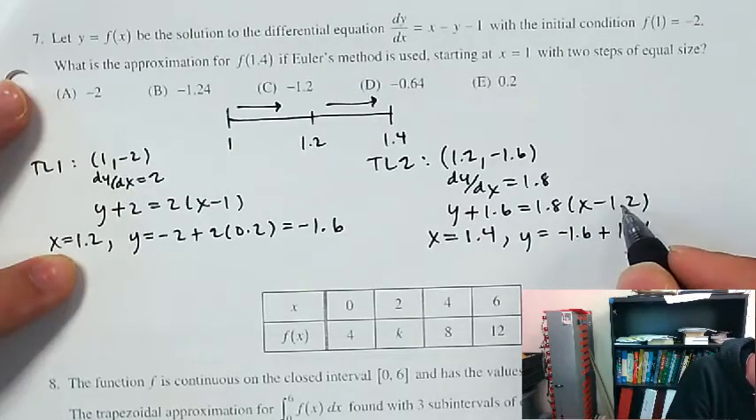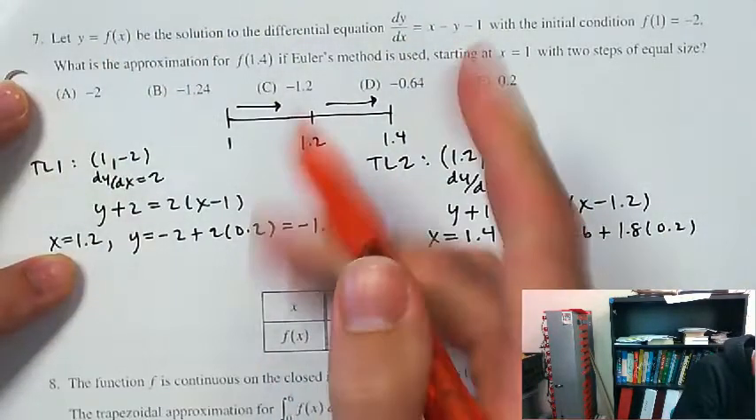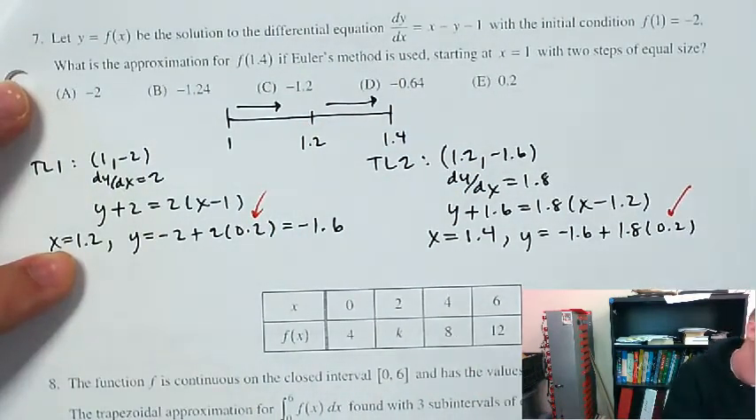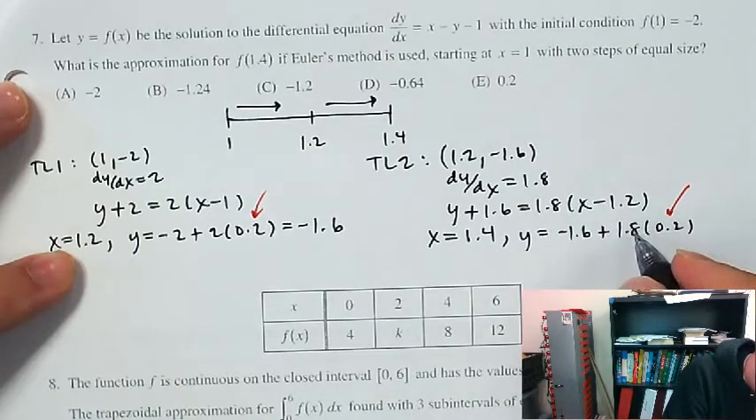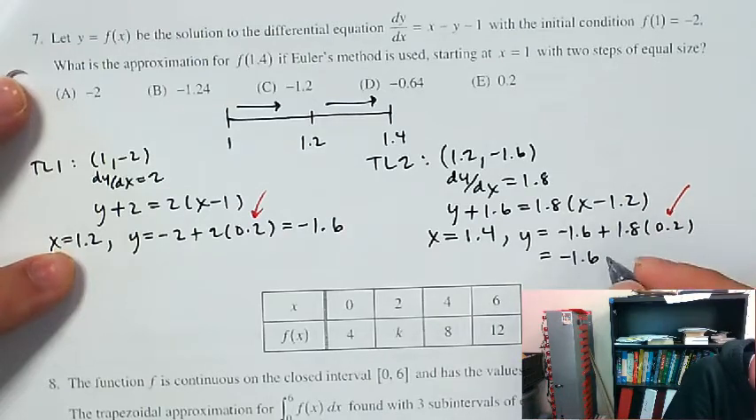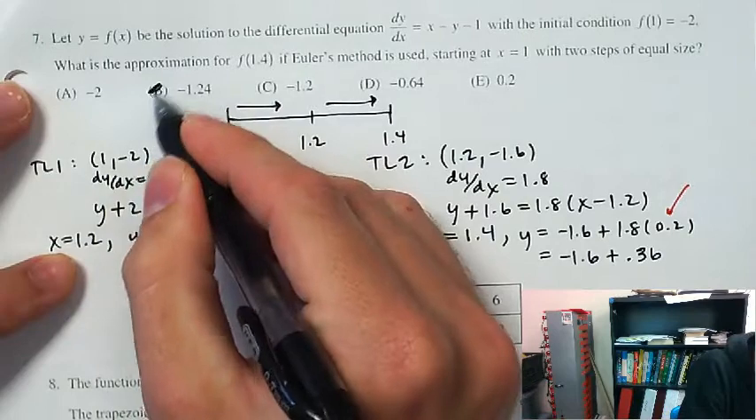Okay, 1.4 minus 1.2 is 0.2. Always good to point out that if there are 2 steps of equal size, that should be the same number both times, which it is. And all right, this is going to be 0.36, so that's negative 1.6 plus 0.36, which is going to be negative 1.24.